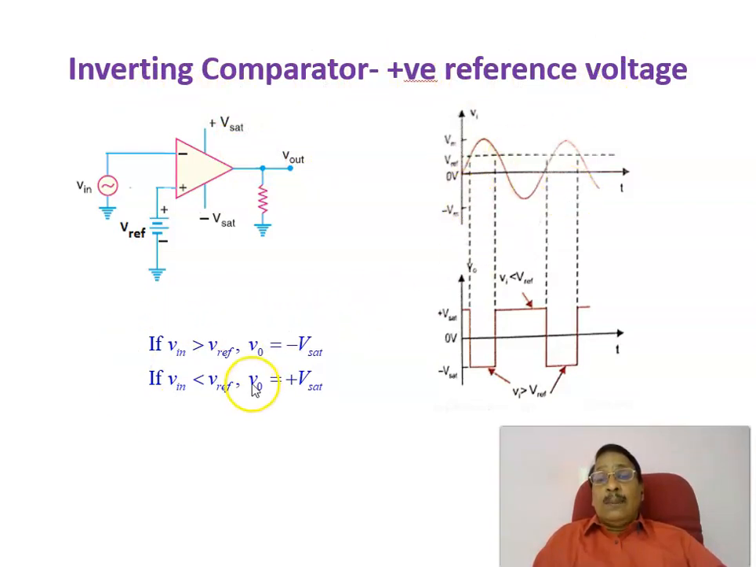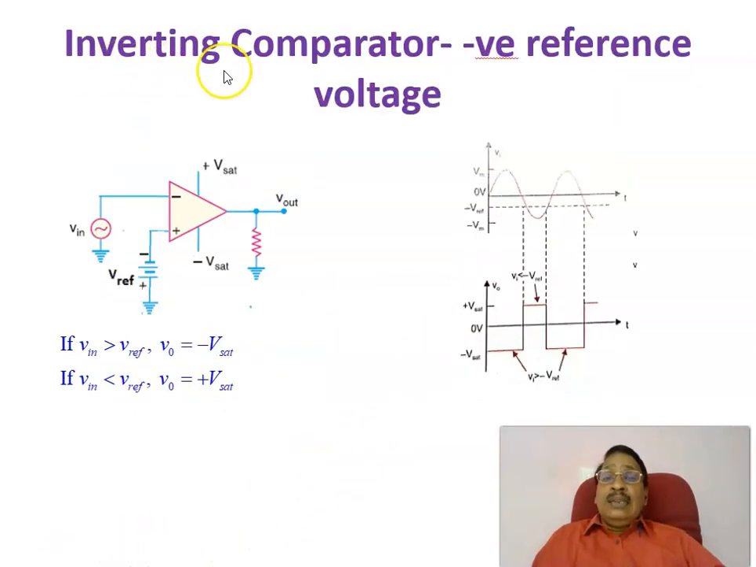Therefore, the thumb rule to remember is: in the case of an inverting comparator, if input is more than reference voltage, output equals minus Vsat. And if input voltage is less than V reference, output voltage equals plus Vsat. And the previous one, for a non-inverting comparator, is just the opposite of this one. Just to remember that.